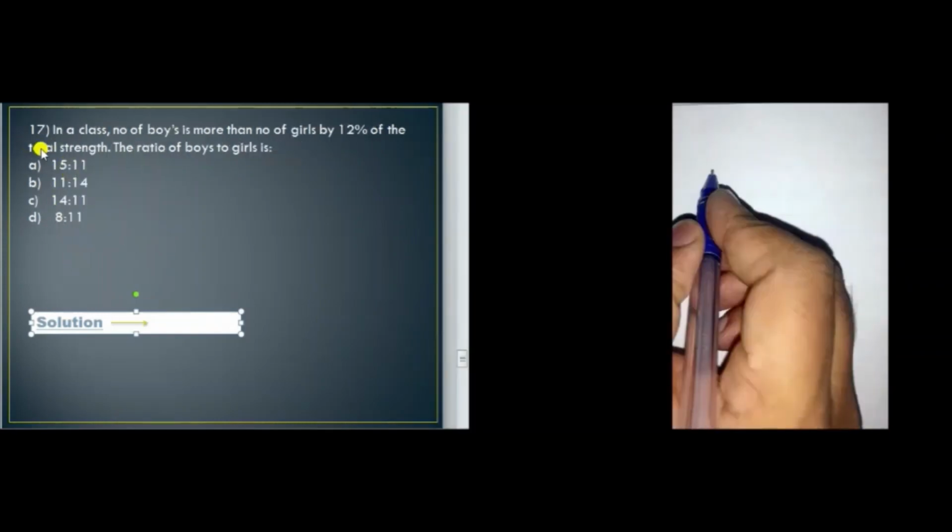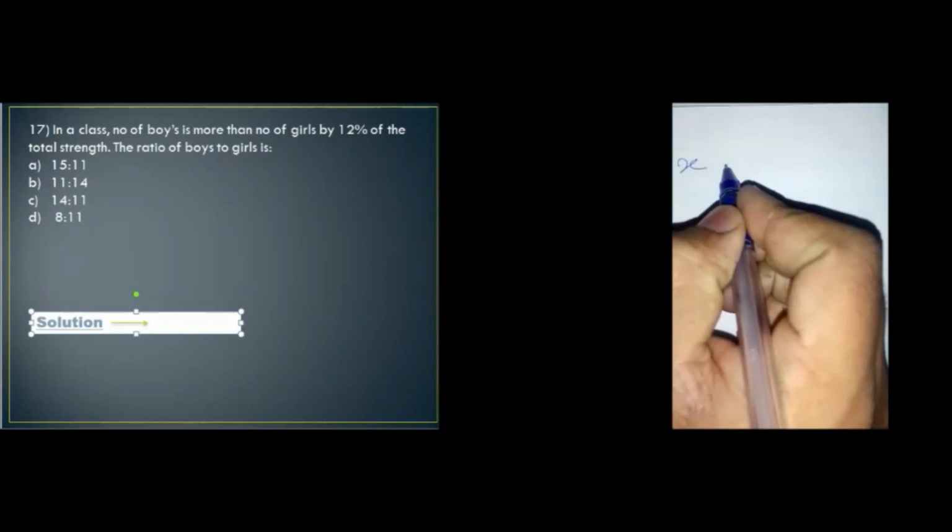So the next question is, in a class, the number of boys is more than the number of girls by 12% of the total strength. The ratio of the boys to girls, means the number of boys is more by 12% of total strength than girls. So the ratio of the number of boys to girls has been asked. So let's see the solution for this.